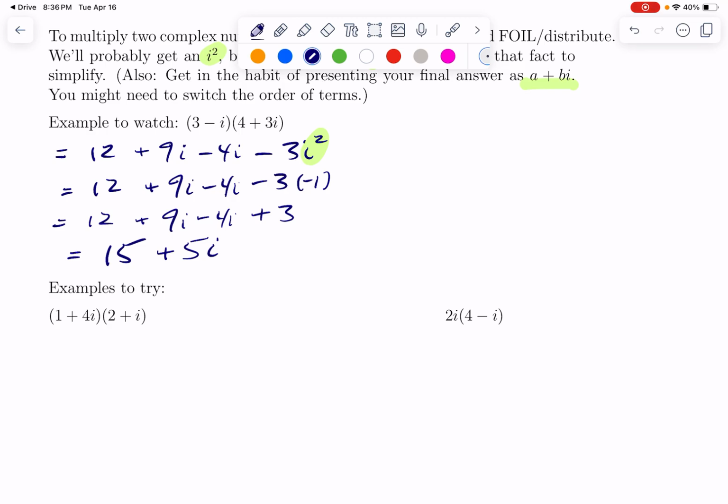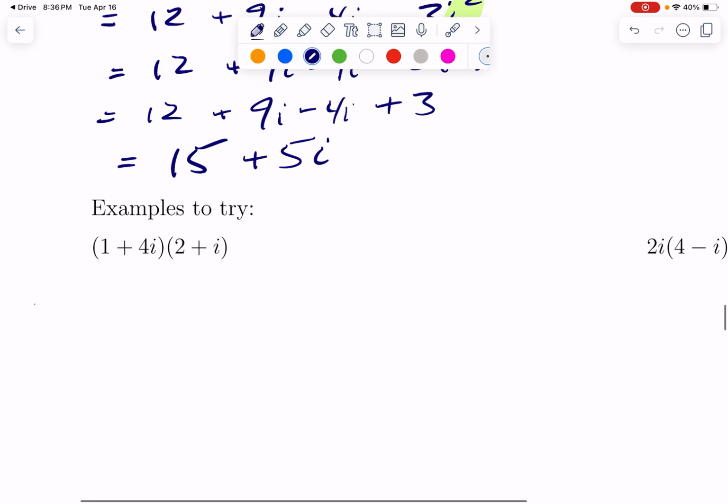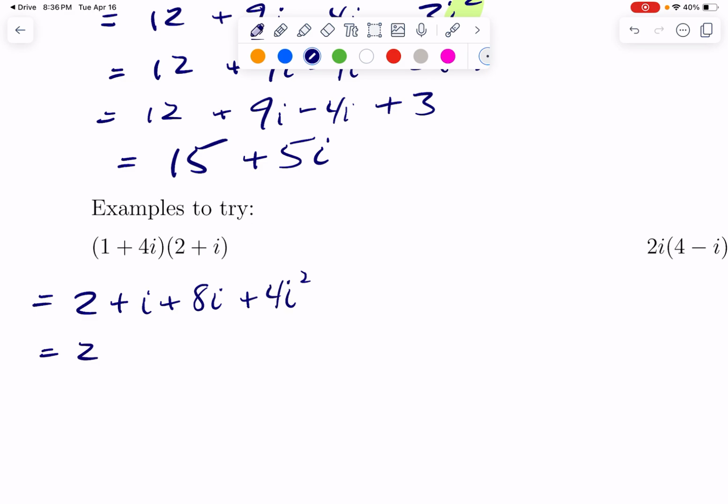All right, I hope you've done that. Hit pause if you need more time. Here, when I FOIL, I get 2 plus i plus 8i plus 4i squared. I'll just combine those imaginary things in the middle. 4i squared is really negative 4 because i squared is negative 1. So if I combine my real numbers, I'll have negative 2 plus 9i.